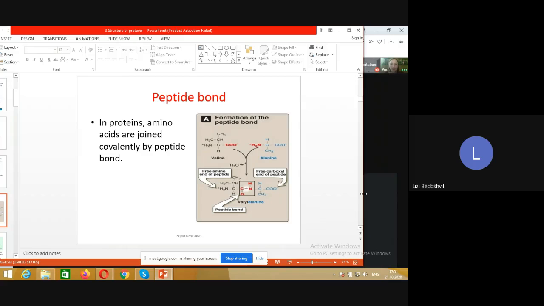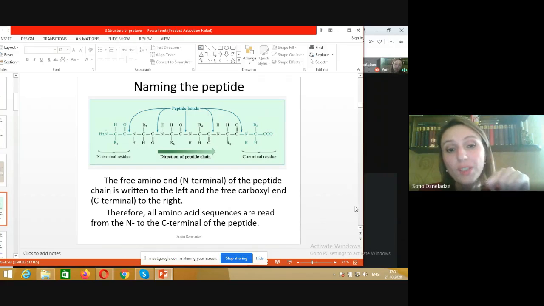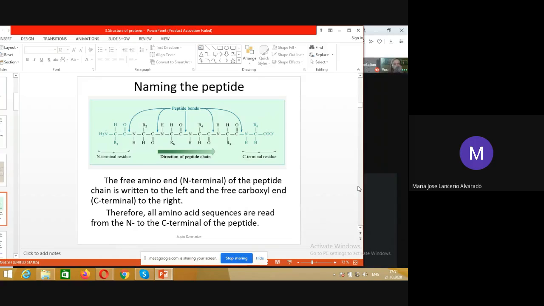Now, once again, Lizzie, let's talk about the peptide bond. In proteins, amino acids are joined covalently by peptide bonds. Yes, it's a covalent bond. It's a rigid, strong, and hard bond. Now Maria, let's talk about the direction of the peptide chain. The free amino end, the N terminal of the peptide chain, is written to the left and the free carboxyl end, the C terminal, to the right. So all amino acid sequences are read from the N to the C terminal of the peptide.